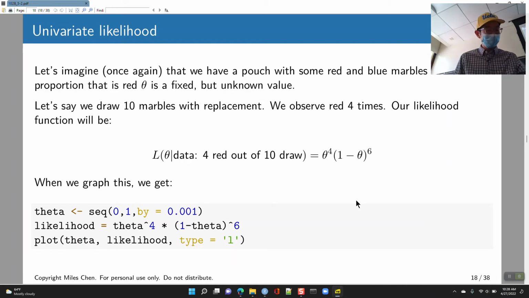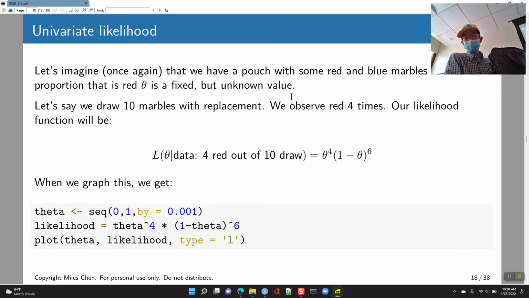So again, imagine I have this bag and it's full of marbles. It's got some red marbles and blue marbles. You don't know what proportion in the bag is red, but we're going to say it's some fixed value, and what we're going to do is draw some marbles out, okay? So I draw 10 marbles with replacement out of the bag, and we end up getting 4 red marbles.